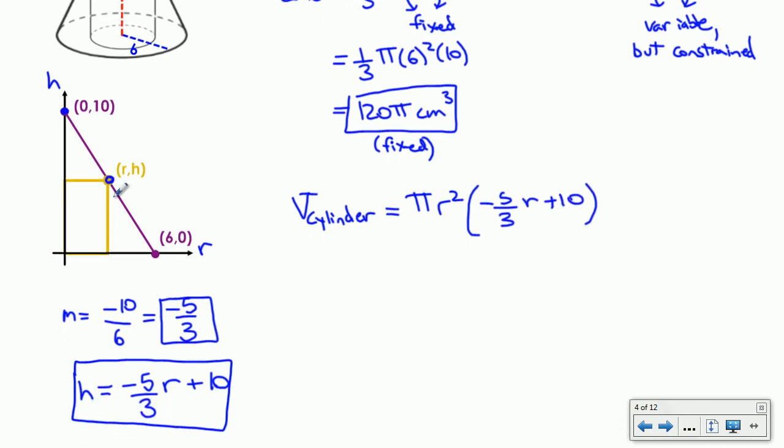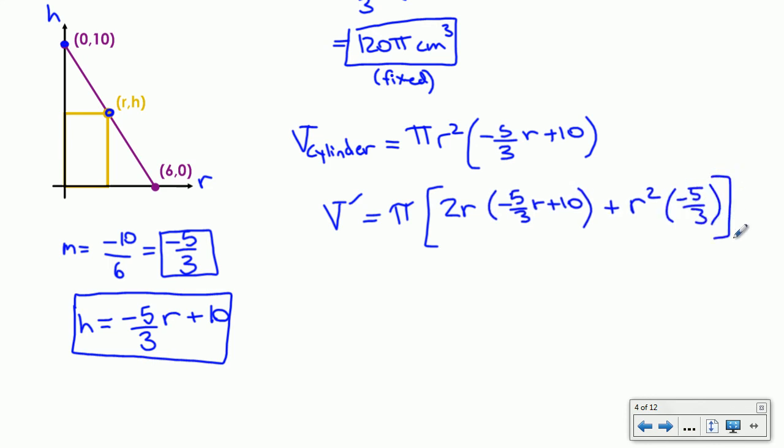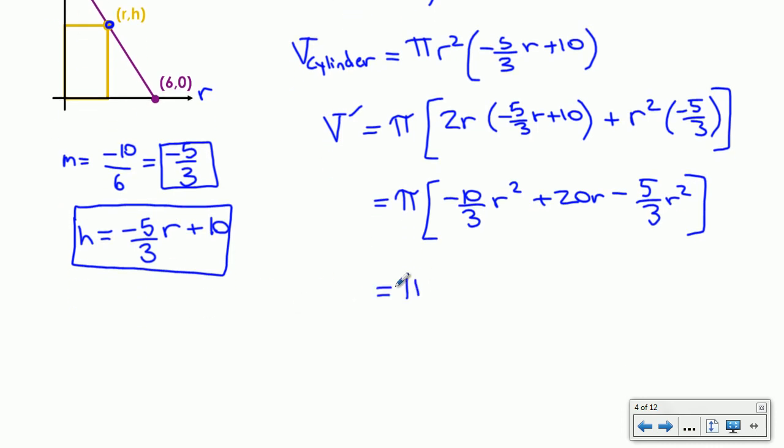And now I can take the derivative of this with respect to R and see if I can come up with some maximum volume. The first derivative with respect to R will be pi times 2r times -5/3 R plus 10. And then I need to add R squared times -5/3. So I've just used product rule there. And I can simplify this a little bit. So I would eventually get -10/3 R squared plus 20R minus 5/3 R squared. And I can group like terms, giving me pi times -5R squared plus 20R.